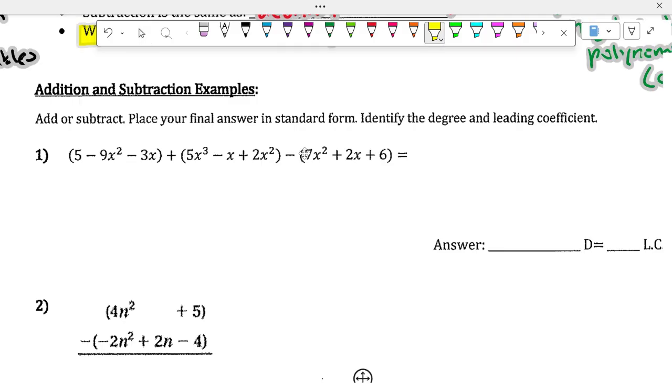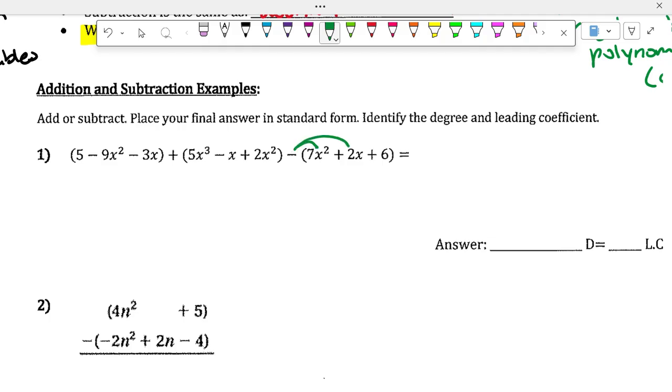Yes, I'm subtracting right here. So I want to get into that straight addition, meaning I'm going to go ahead and distribute this negative to that third polynomial. So I'm going to rewrite this as 5 minus 9x squared minus 3x plus 5x cubed minus x plus 2x squared. The positive 7x squared now becomes negative 7x squared. The positive 2x becomes negative 2x, and the positive 6 becomes negative 6.